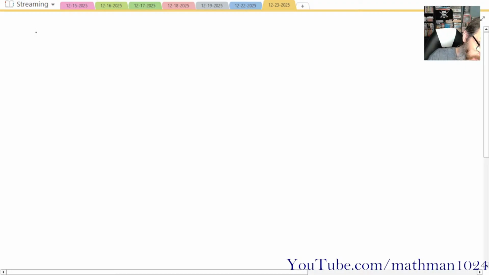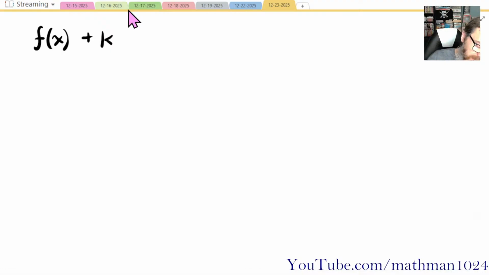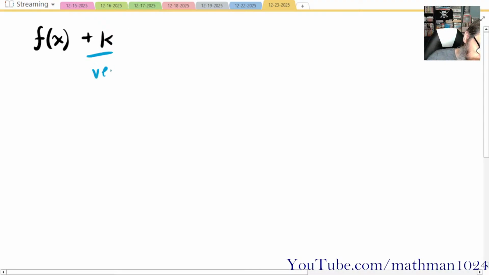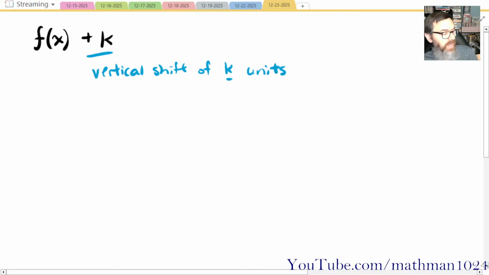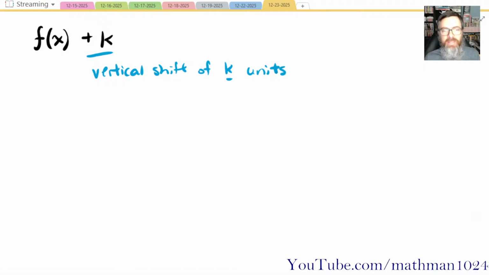So if we have something that is of this form, where it's your basic function, and then you have some extra value on the outside, some constant, this is going to indicate a vertical shift. It indicates a vertical shift of k units. So whatever you see outside of the function with a plus or a minus, you're going to do exactly that in terms of movement up or down.